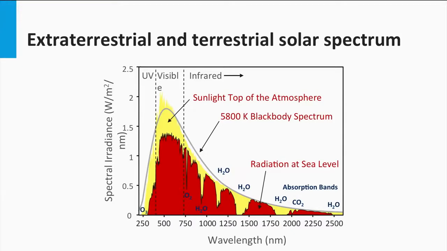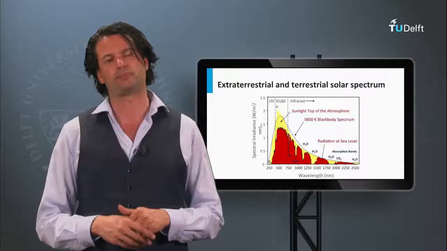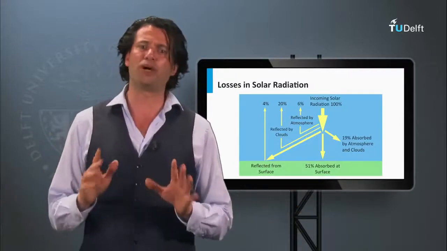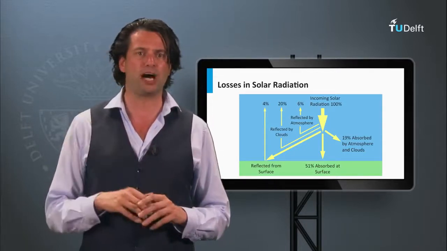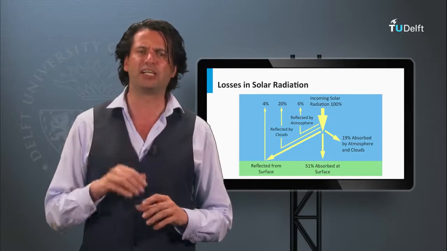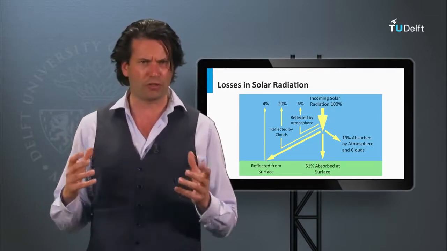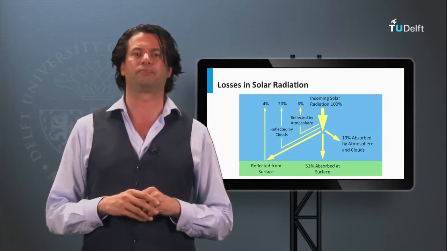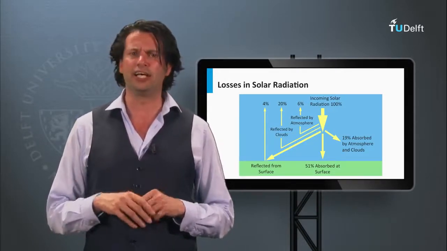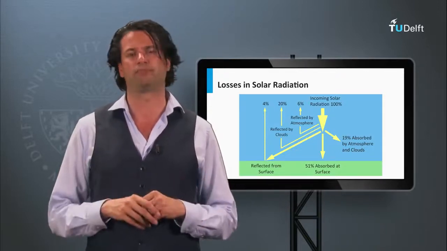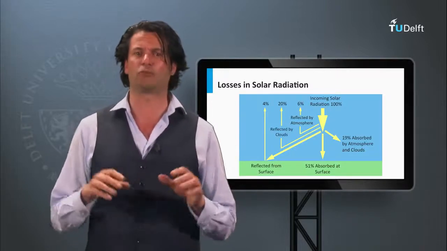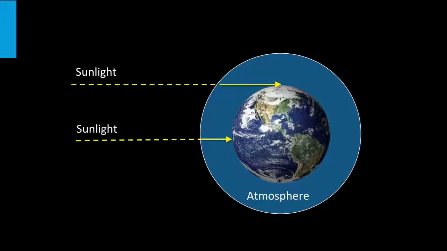It means that the total power density arriving at the surface depends on the absorption path length of the light traveling through the atmosphere. On average, around 20% of the solar irradiation is reflected by clouds, 6% by the molecules in the atmosphere and 4% by the Earth's surface. So in total 30% is lost due to reflection. 19% of the irradiation is lost due to absorption by clouds, particles and molecules in the atmosphere.